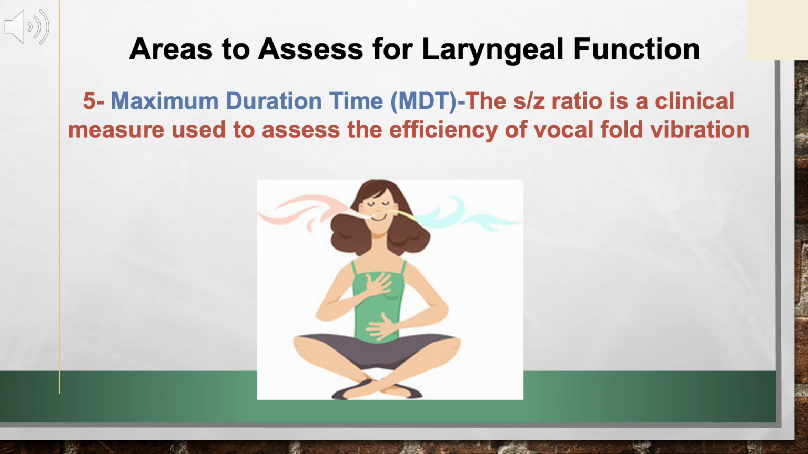Maximum duration time, MDT, and the S and Z ratio are simple tools used in voice evaluations to check how well the vocal folds, or vocal cords, are working. MDT measures how long a person can hold a sound, like ah, on one breath. If the time is too short, it may mean there's a problem with breath support or the voice system.